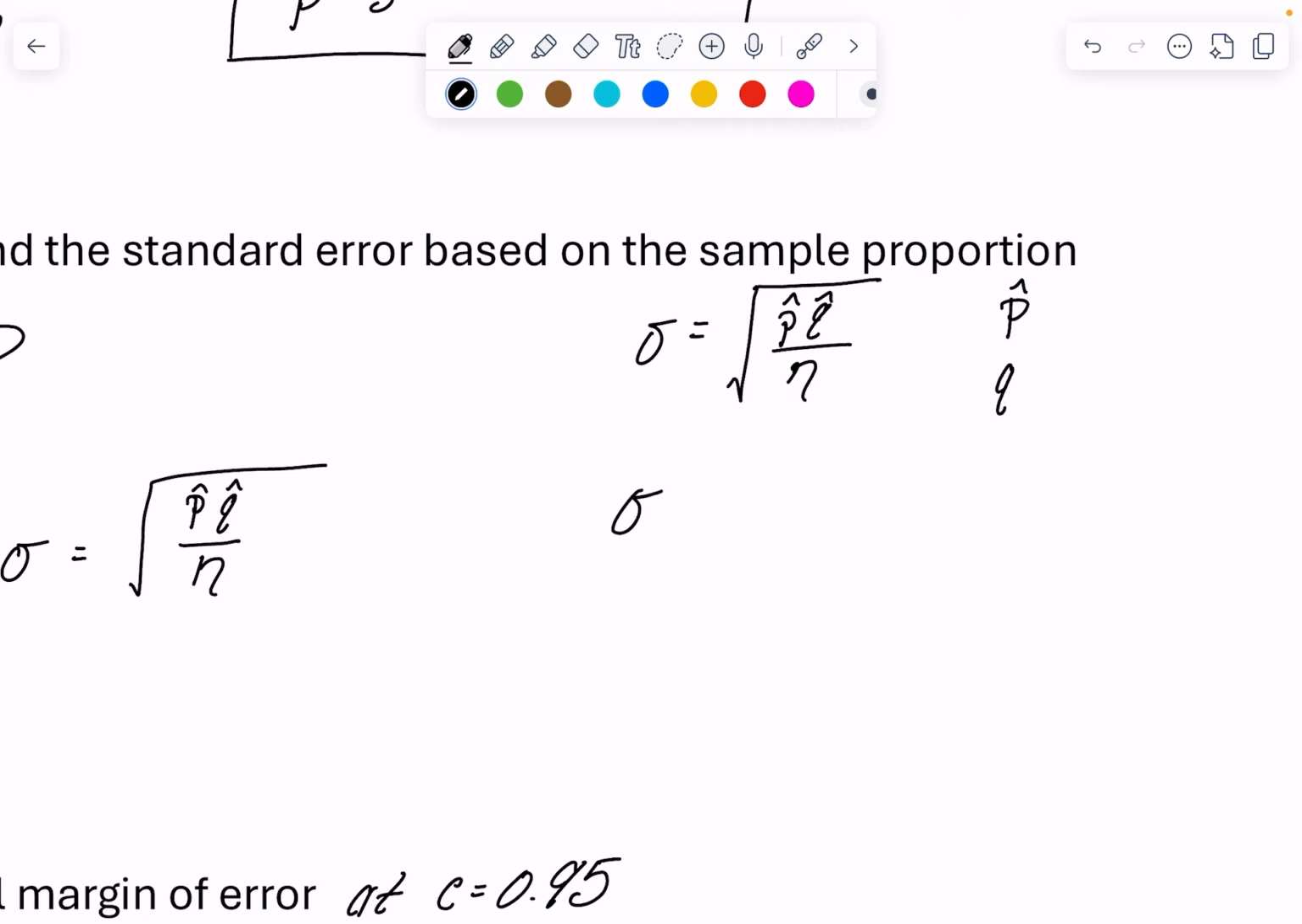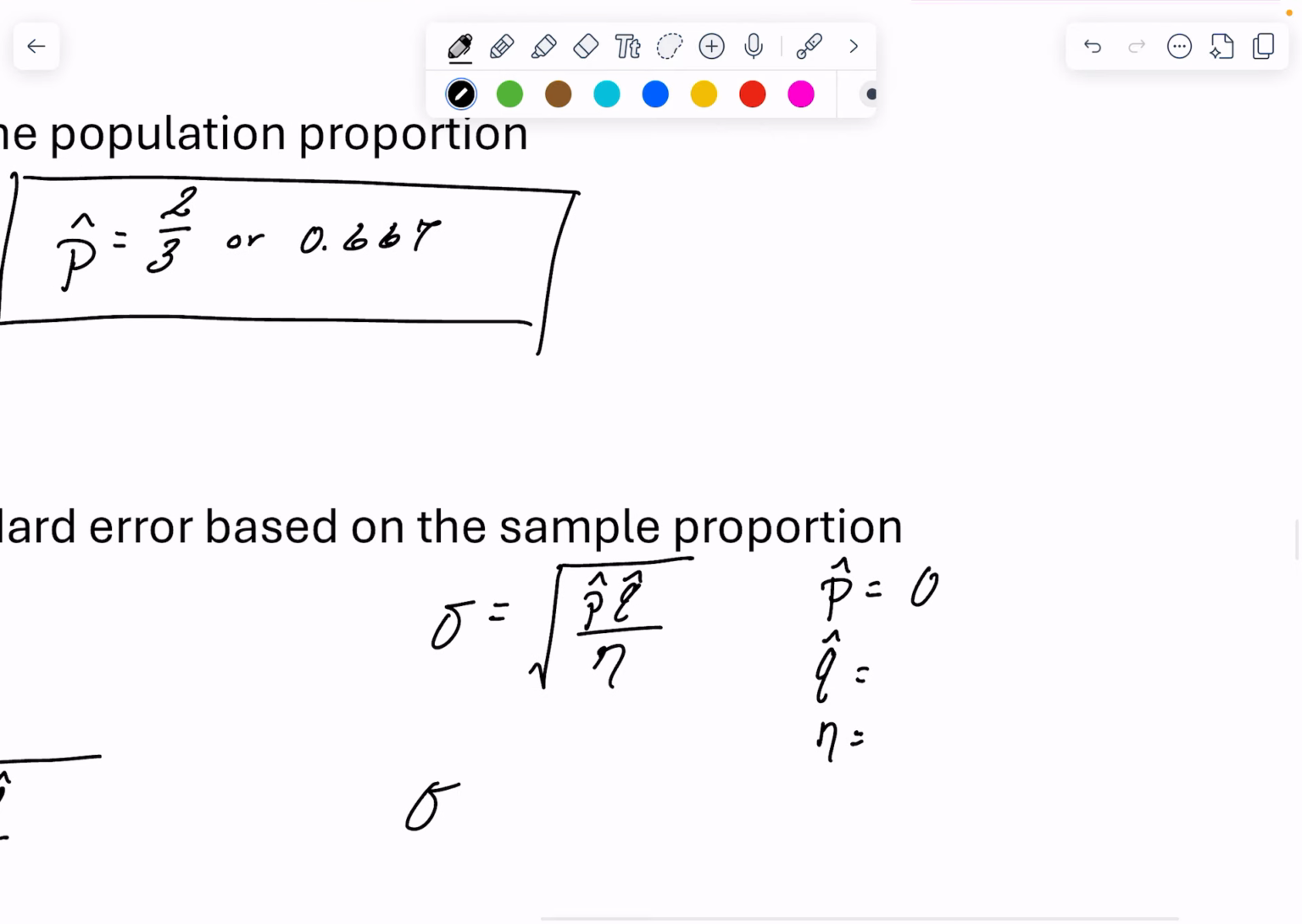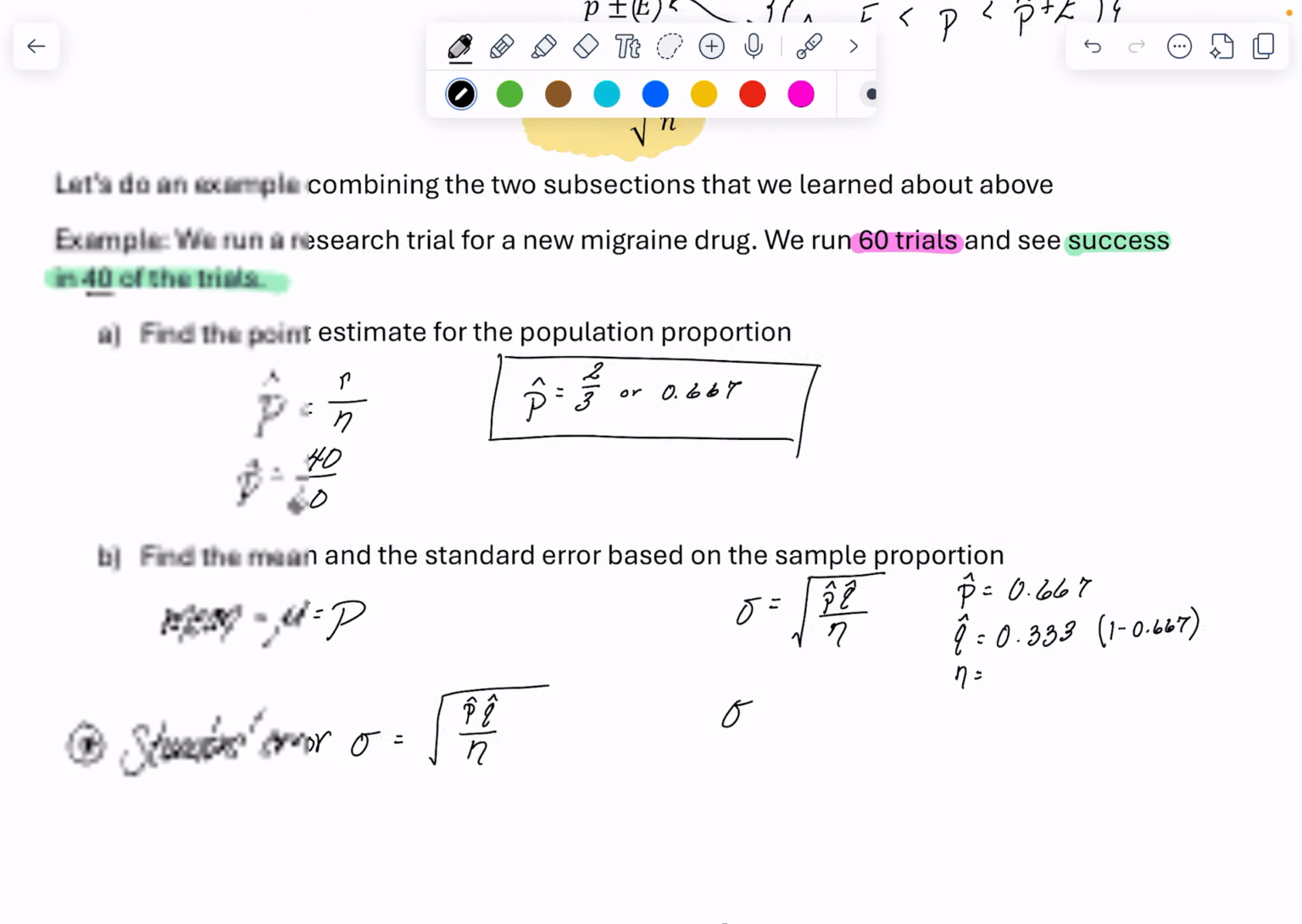Let's write out our variables on the side here. We have 0.667 or 2/3 for our p hat, and our q hat is the complement of that. So that's going to be 0.333. To visually see how we got that, we're going to take the complement of our p hat, which is 1 minus our p hat. And finally, we want to have our sample size.